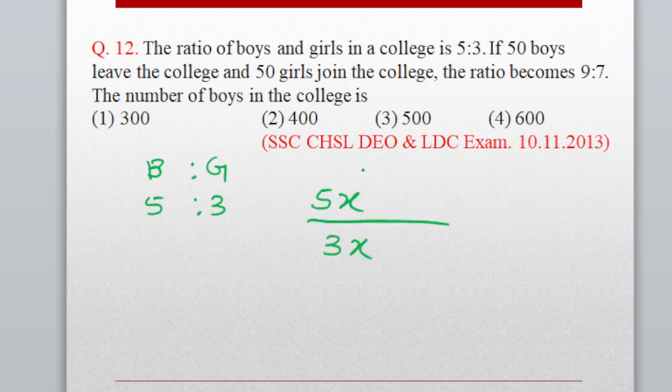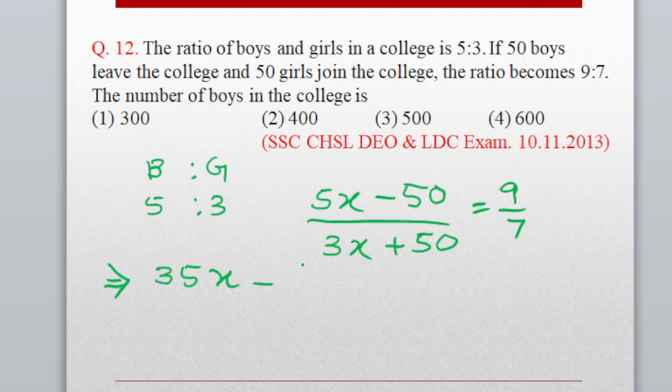Now 50 boys leave the college, that means it is -50. And 50 girls join the college, that means it is +50. So that is equal to 9/7. Now after solving, now cross multiplication. So 7 into 5, that is 35x.